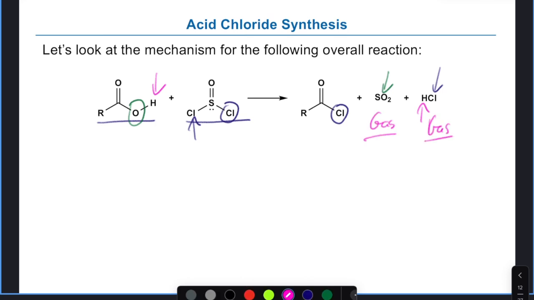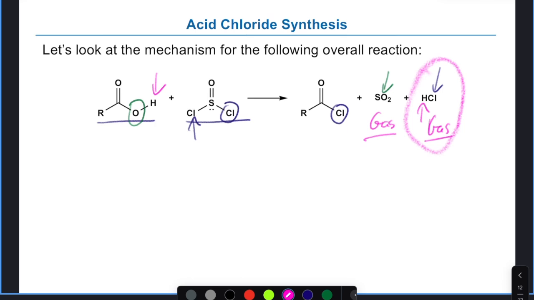Now again, solvent will help to take care of some of this. It'll help to dissolve these, or ionic compounds. But yeah, if you run this reaction in a solvent, not water, you will have SO2 boiling out of the system. You will have HCl boiling out of the system. It will melt your face.